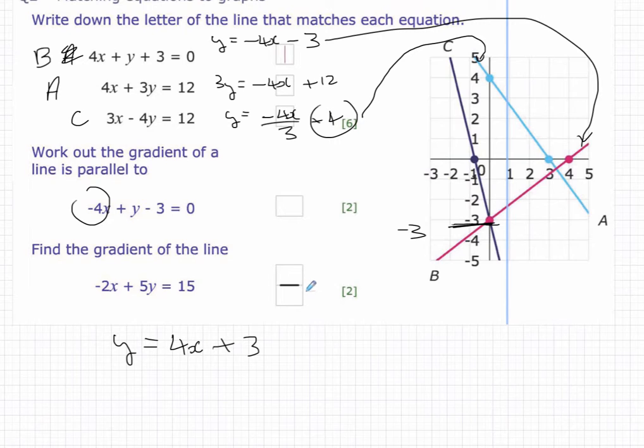Work out the gradient of the line. Well, if it's parallel, it must be the same, so it must be 4. So the answer here is 4.